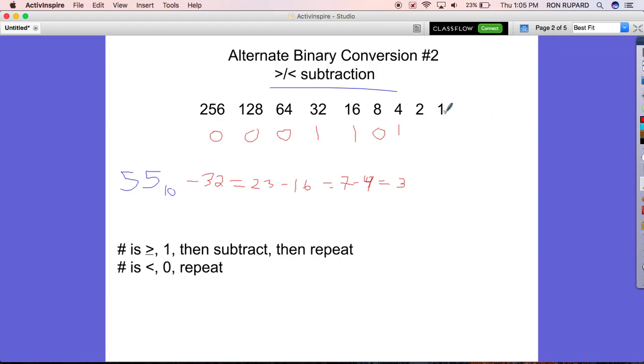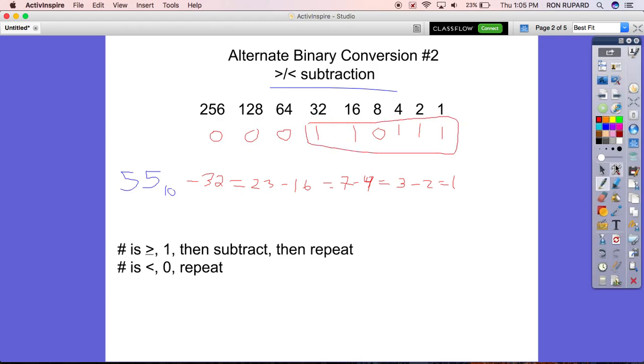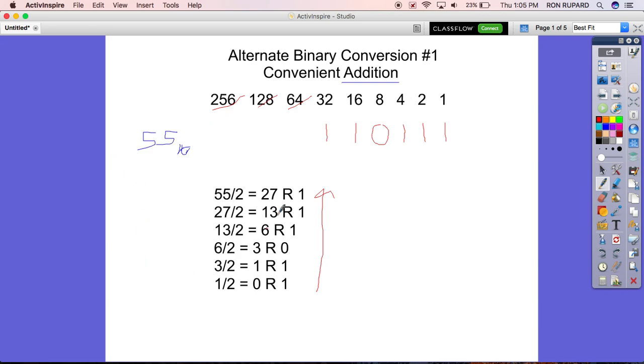3 is greater than 2, so we write a 1. Subtract and repeat. 3 minus 2 is 1. 1 is greater than or equal to 1, so we write a 1, and then we're done. The answer is 110111, which was exactly what we got with the other two methods.